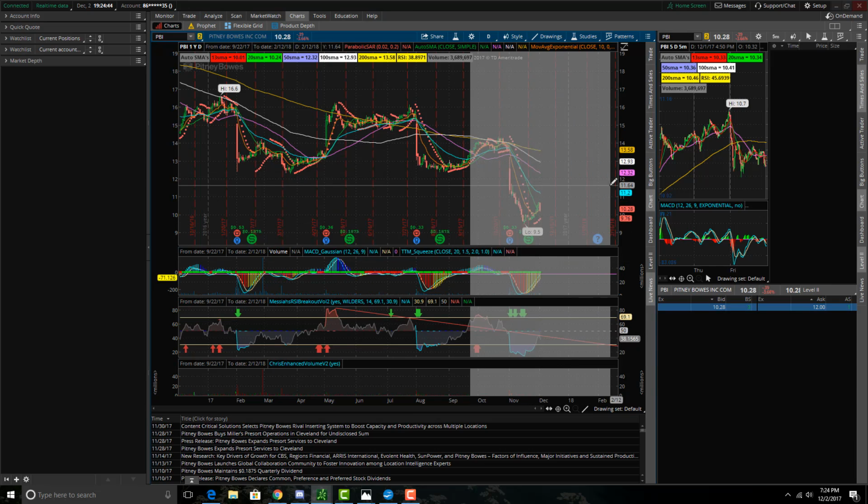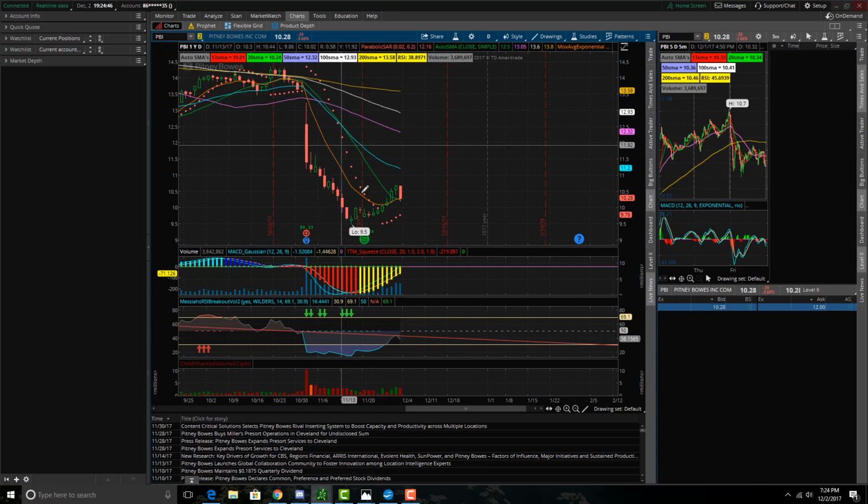So these are the types of reversal plays that I love. That whole 20/10 EMA cross always leads to some great reversals. Let's see if I have another one up my sleeve.